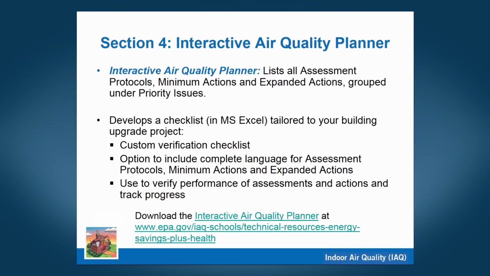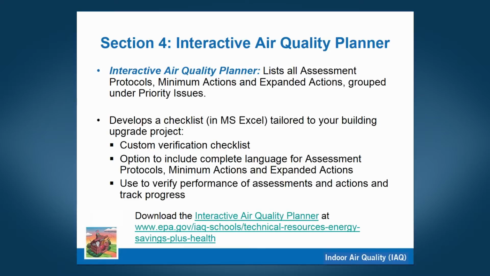And the last section is about how you could protect the workers doing the retrofits in your buildings. Section 4 is the Interactive Air Quality Planner, which provides a list of assessment protocols, minimum actions, and expanded actions grouped under priority issues. It also comes with a checklist generator in Microsoft Excel. So I recommend that you use the Section 4 Master Verification Checklist or Interactive Air Quality Planner along with the Microsoft Excel checklist generator. It will save you a lot of time.